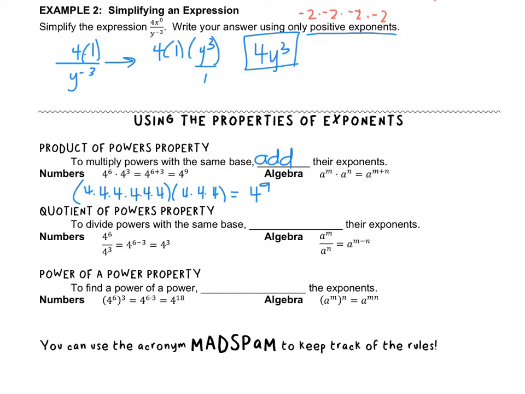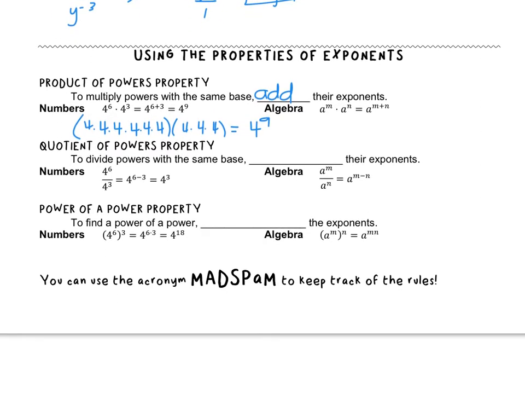Let's look at the quotient of powers property. The quotient of powers property is essentially the reverse of that. So if you have division, to divide powers with the same base, you subtract the exponents. So if we look at this example, we've got 4 to the 6th over 4 to the 3rd, and that gives us 4 to the 6 minus 3, which is 4 to the 3rd. Here's why that works. You've got 6 4s on the top and 3 4s on the bottom. And then if there's a factor on the top that's also on the bottom, you can cross them out.